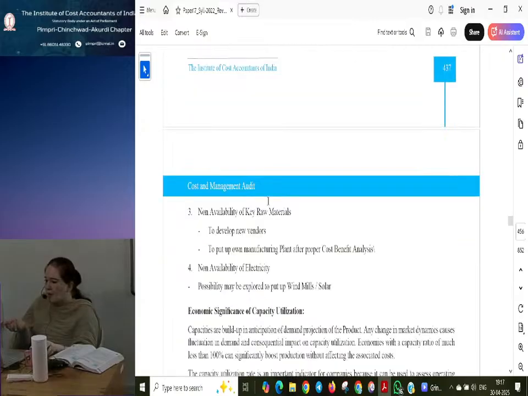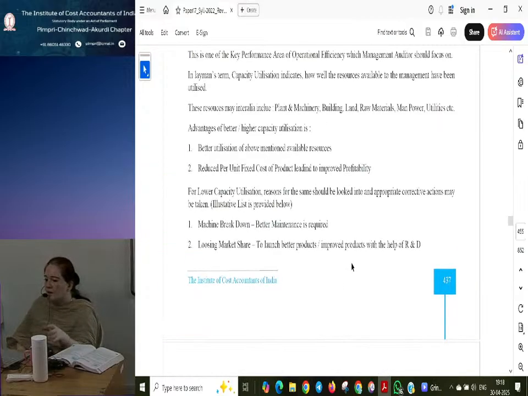Okay. Non-availability of key raw materials: either you find substitutes or develop a new vendor network. And for non-availability of electricity, you go for renewable sources of energy like solar, wind and other things. So these are all the ways the capacity utilization can be improved upon.